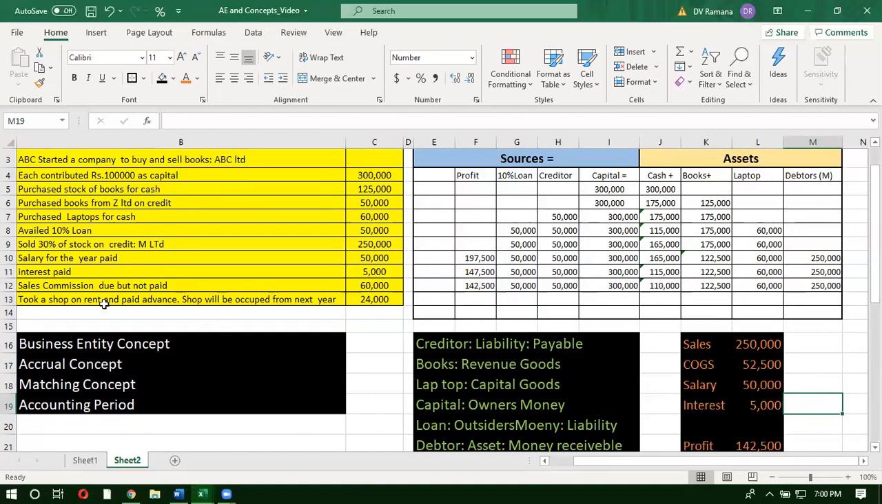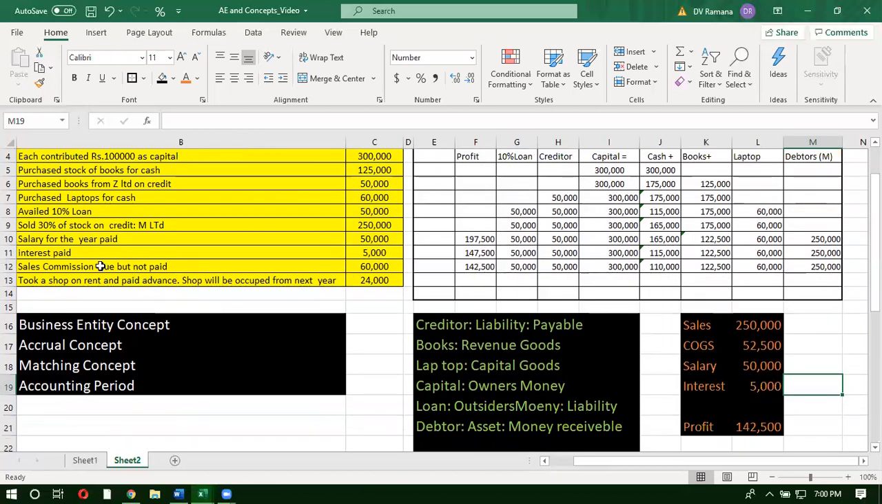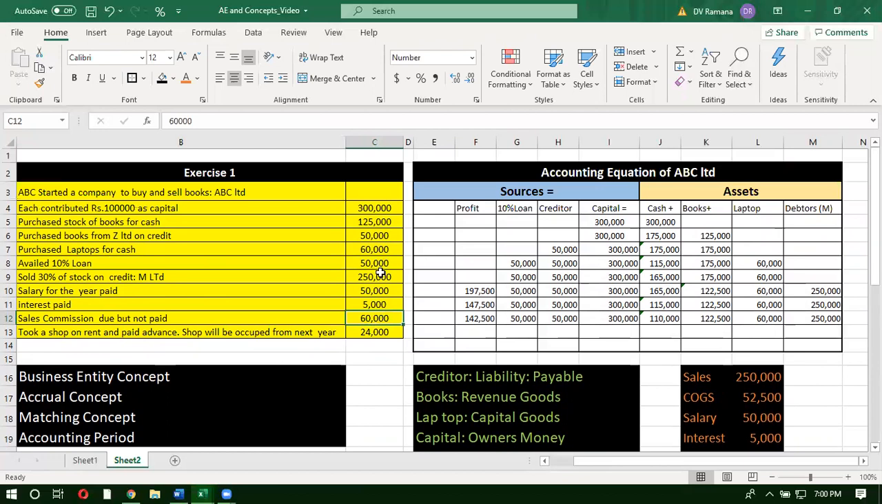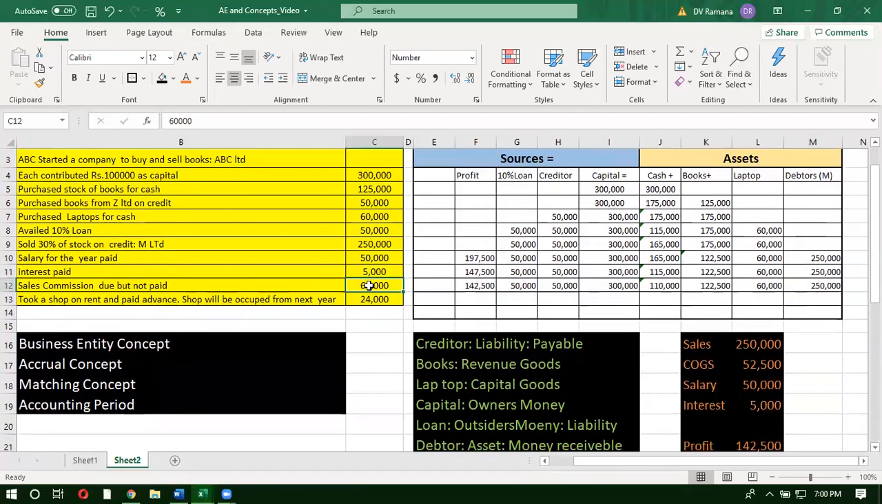So all that I'm doing from row number 15 down is to explain what is happening in the accounting equation. Now, sales commission, due but not paid. Your question should be just like any other expense. It is an expense, but the company did not pay. But even if the company did not pay, we have to record it, because of the accrual concept.